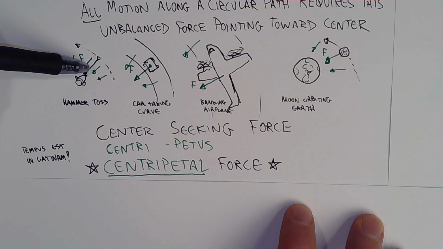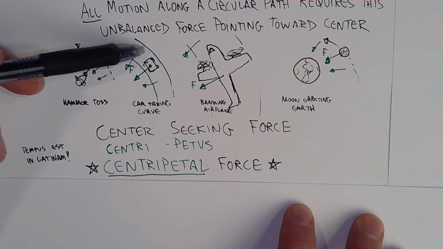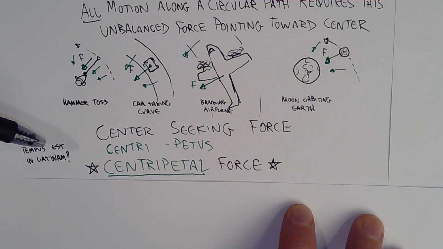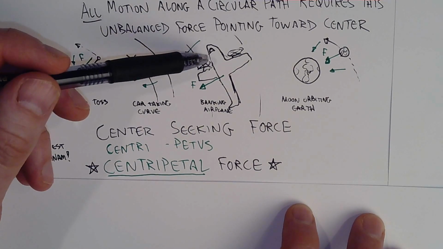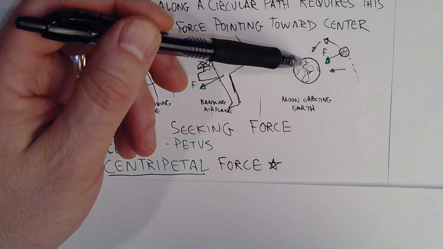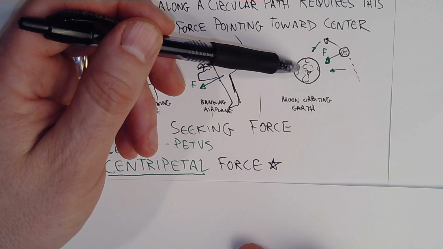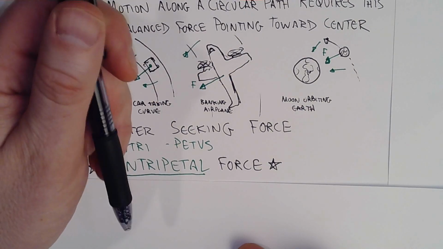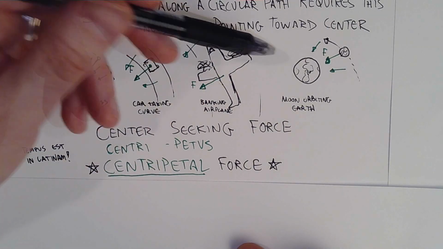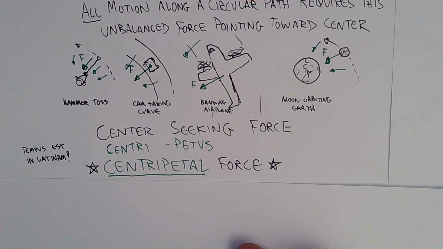When the person lets go of this cable, the hammer flies off. If this car hits some ice, it doesn't go in a curved path anymore. It goes straight. When this airplane levels out, it flies straight. If the Earth was to just disappear, the Moon would fly off straight. So in all these circumstances, a force pulling towards the center is required to maintain that motion. If we don't have that motion anymore, the object will no longer move in a circular path.